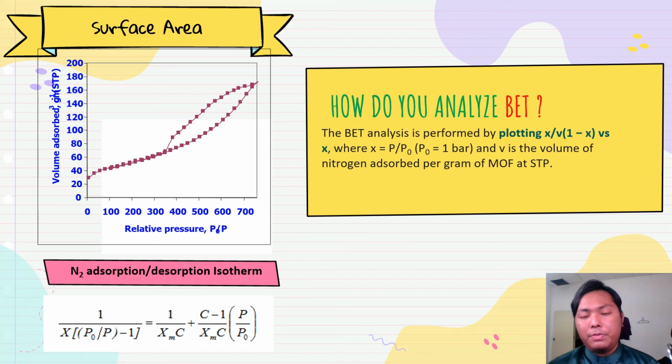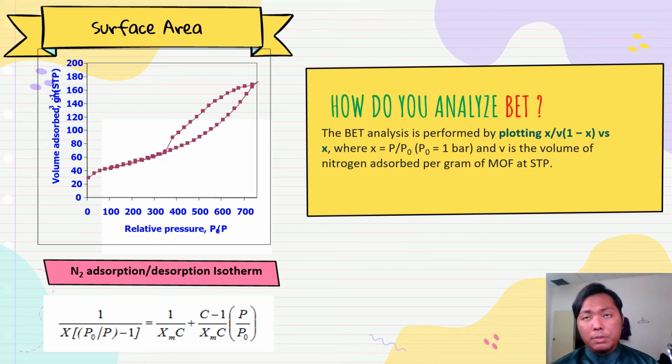As I mentioned before, BET is useful for measuring the surface area of the catalyst. So here is an example of how we analyze the BET. The BET analysis is performed by plotting x over v(1 minus x) versus x, where x is p over p prime, with p prime equal to 1 bar, and v refers to the volume of nitrogen adsorbed per gram of MOF at standard temperature.